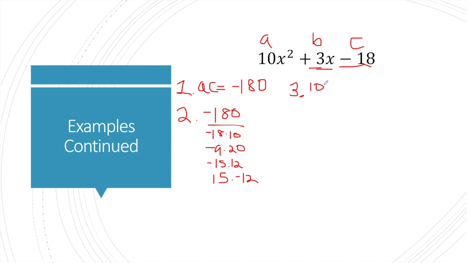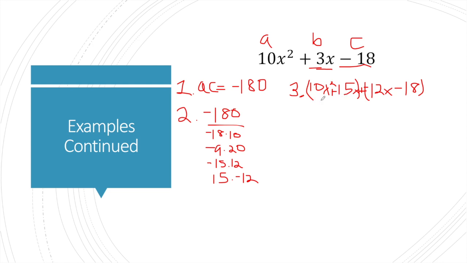So if I have 10x squared plus 15x minus 12x minus 18, we can factor by grouping. I'm going to rewrite this as plus a minus, right? So I can get some grouping symbols around here. That's our parentheses. So I now can factor by grouping.